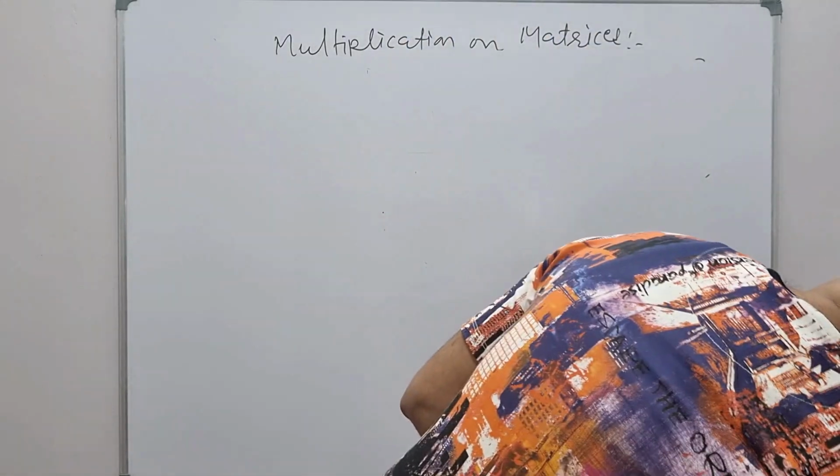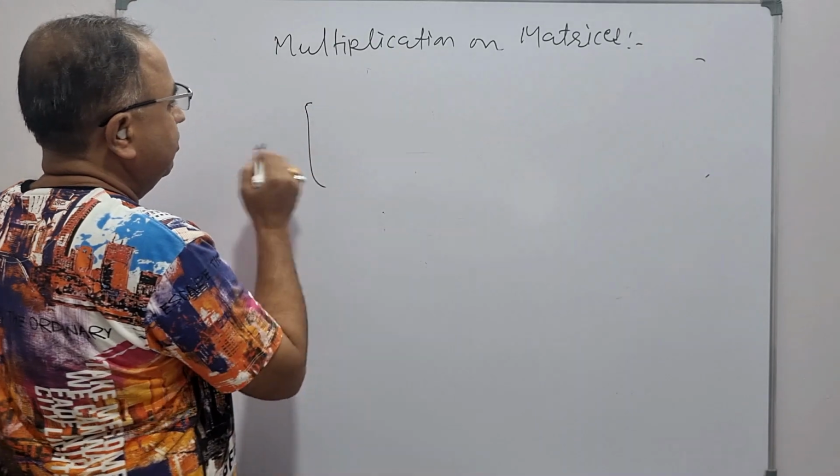I will take some more examples to explain matrix multiplication. Suppose A is a matrix.